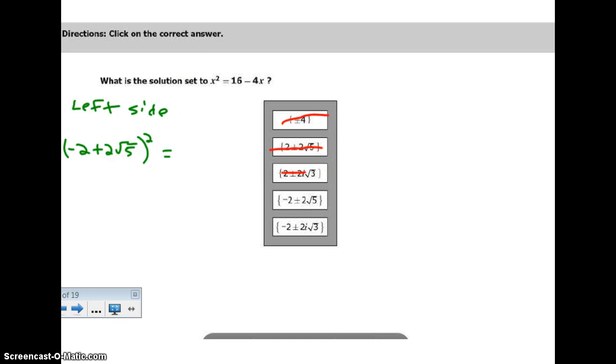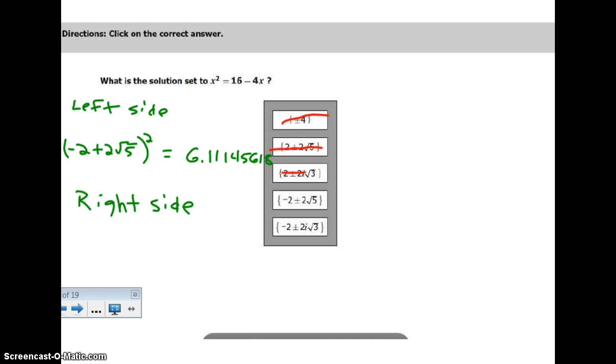So on the left side, we're going to have negative 2 plus 2 radical 5 in place of x. Type that in. And you get 6.11145618. Okay, now let's do the right side. So hang in there. We're going to get it.